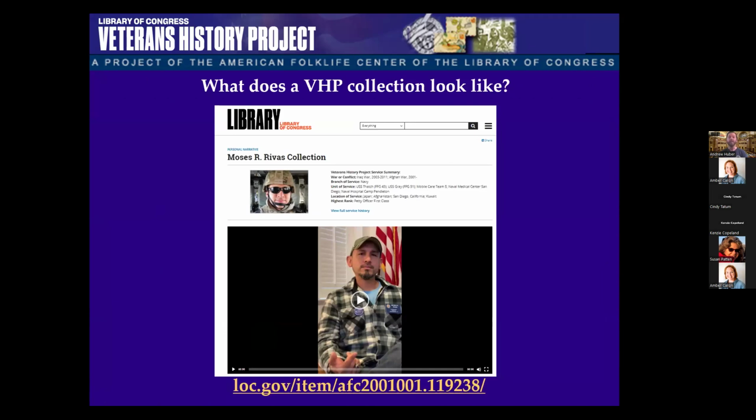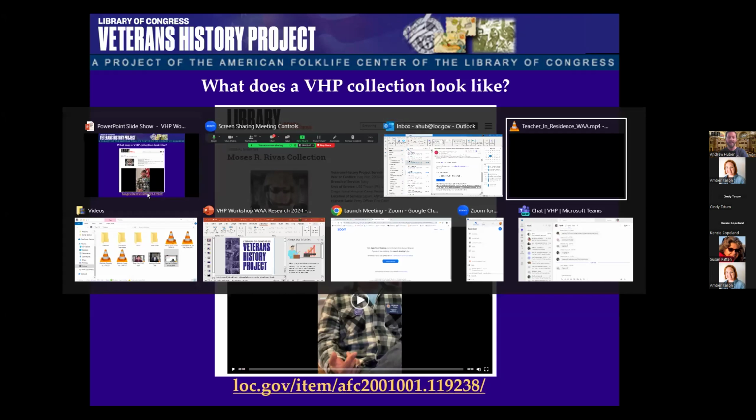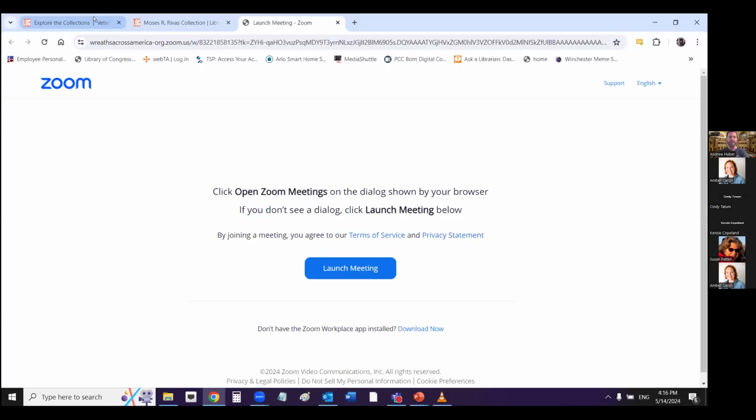And first of all, the first thing you should know is, what does a VHP collection look like? When I'm doing my research, when I'm showing my class, what are they actually going to see? And if I'm a veteran who's donating my story, what am I going to get from this? Well, every veteran who donates their story gets their own page on our website, and it is visible to anyone who has an internet connection.